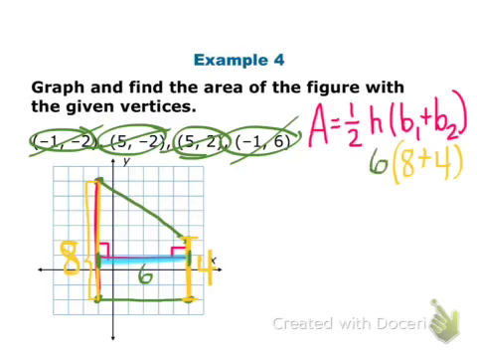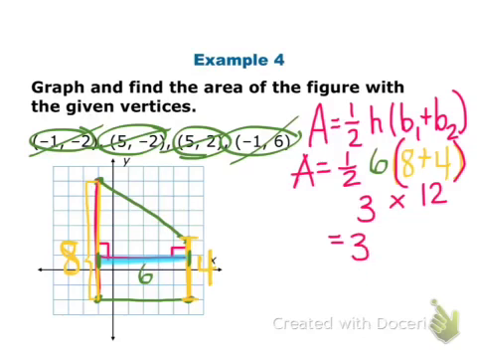So if we finish out our formula, we've got area equals 1/2 times our height of 6 times our bases, base 1 and 2, of 8 and 4. So 8 plus 4 is 12. And then if you want to simplify, 1/2 of 6 is 3. So 3 times 12 equals 36. And again, it's in units squared. There's nothing listed as to what kind of units, so we'll just call it general units squared.